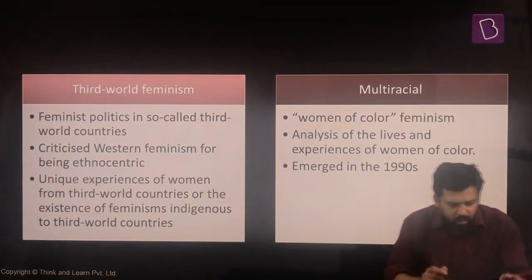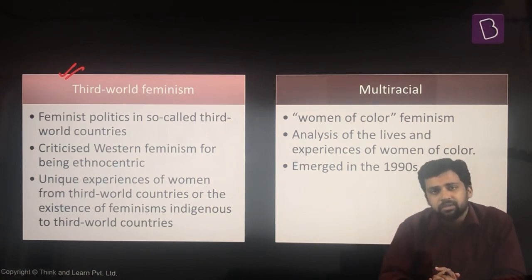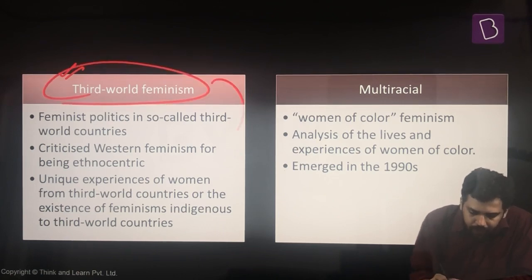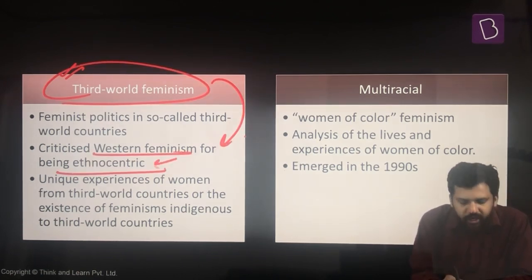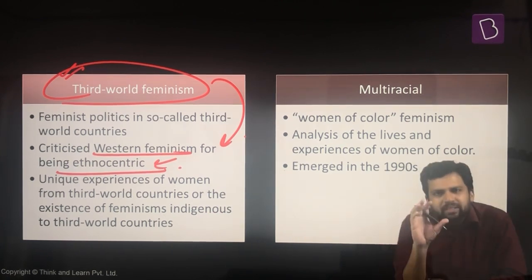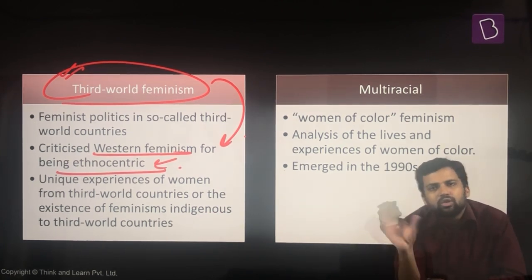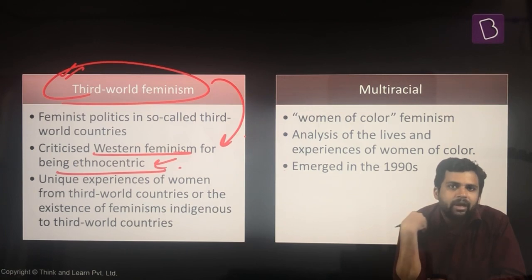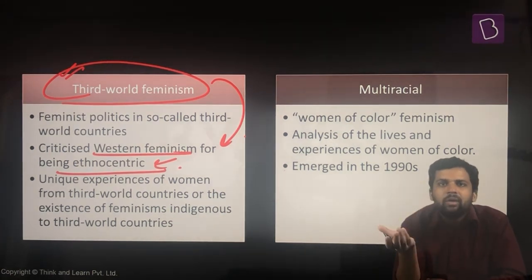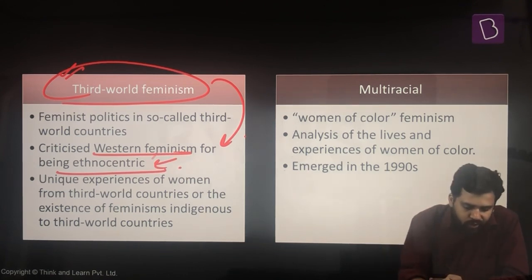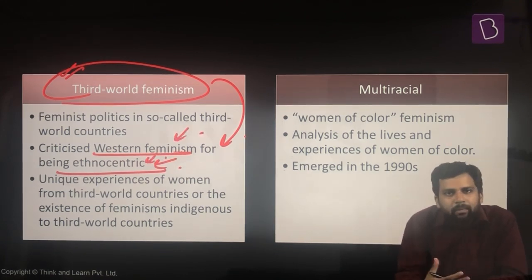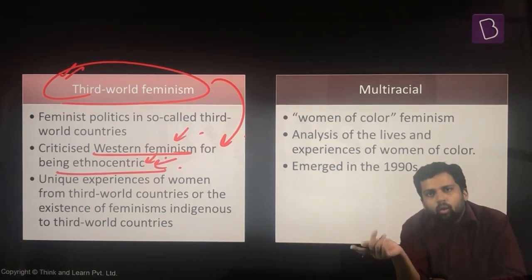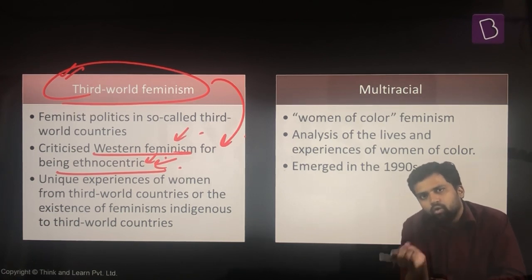Apart from this, there is something which is called third world feminism. Now, what is this? Third world feminists criticize Western feminism for being ethnocentric. What do we mean by ethnocentric? It is that particular view, like you have a particular worldview on the basis of your own region or your own culture. So let's say I am an American, and I am judging African culture on the basis of my own cultural system. That is called ethnocentricity. So Western feminism is ethnocentric. They do not understand the diversity. They will compare different societies on the basis of their own views, their own cultures, their own belief systems.